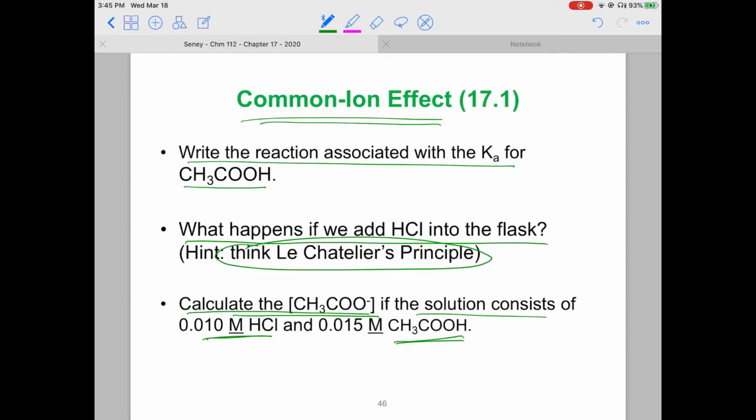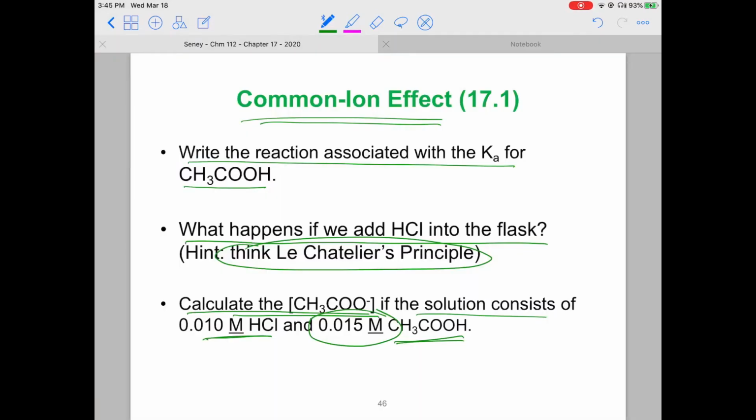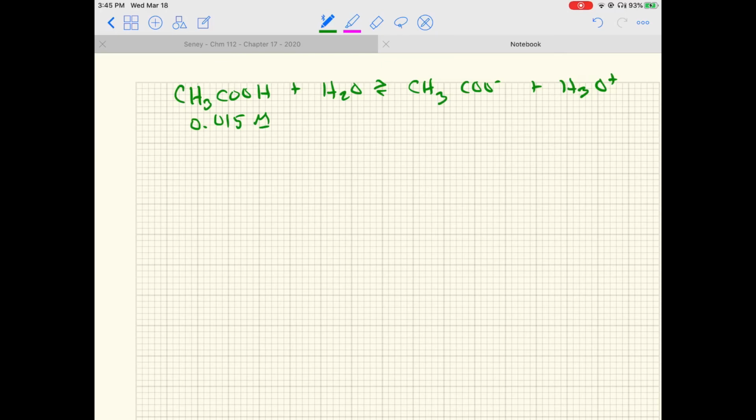So the problem tells us that we have acetic acid and we want to know what happens when we add the HCl. So we've got 0.015 molar acetic acid. And we have 0.01 molar hydrochloric. Now if I have 0.01 molar hydrochloric, we know what happens with a strong acid. That means that essentially all of it goes to H3O+.